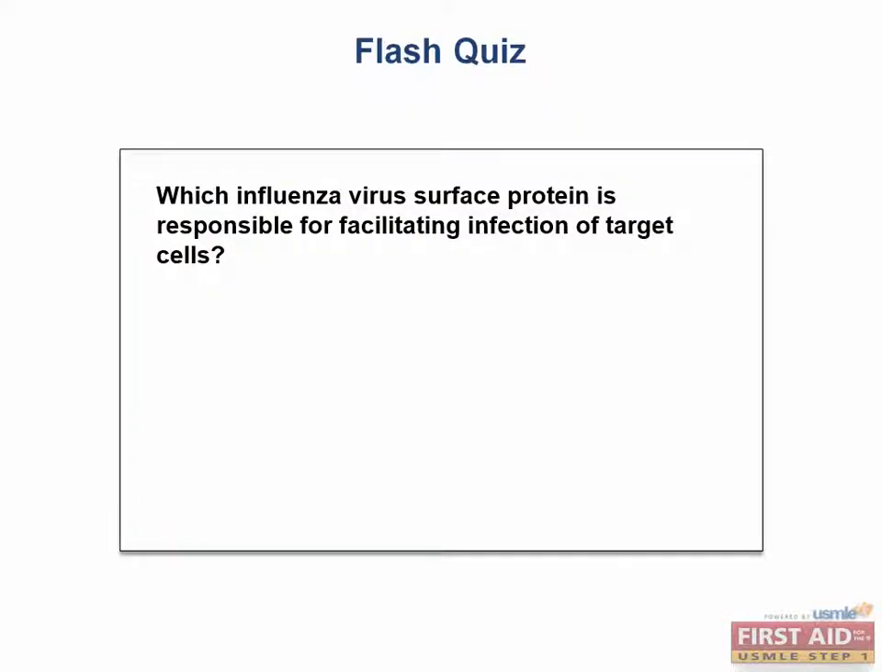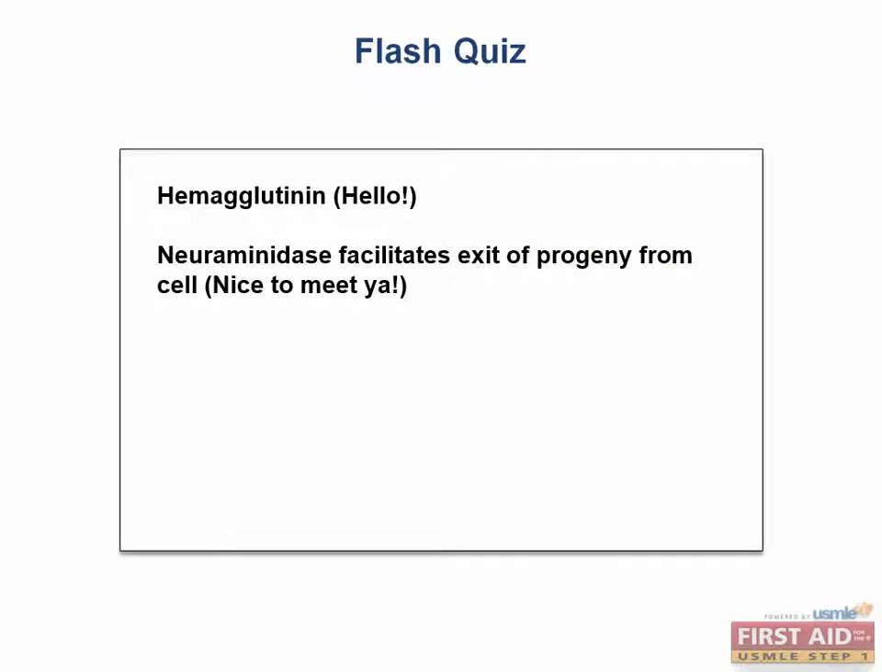So let's do another flash quiz. Which influenza virus surface protein is responsible for facilitating infection of target cells? Facilitating infection of target cells. Remember, it's hemagglutinin, which says hello, and neuraminidase facilitates exit of progeny from the cell, and it says nice to meet you. Remember, these are the two important surface glycoproteins found on the membrane of the influenza virus.